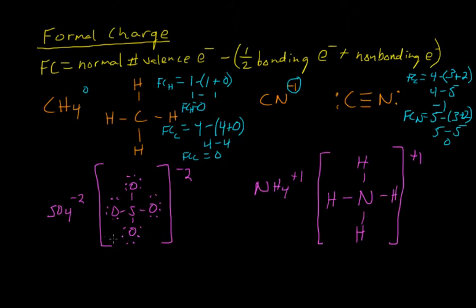So if we go down to this example, SO4 -2, once again this is a polyatomic ion and the name of this is sulfate.